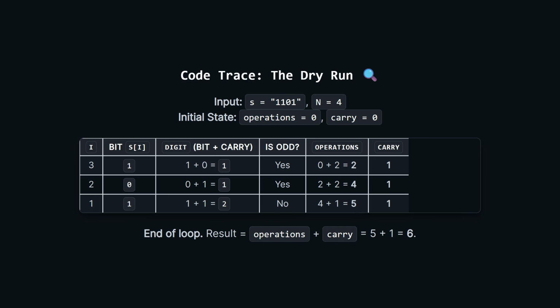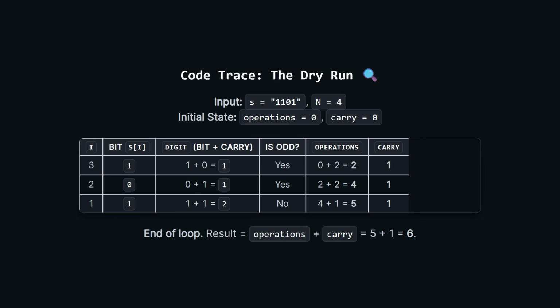Code can be hard to visualize just by looking at it, so let's run our first example through it step by step. Our string has 4 characters. We start at the very end, index 3, where the bit is a 1. Our carry is 0, so our total digit is 1. That is odd, so we add 2 to our operations, and our carry becomes 1. Moving left to index 2, the bit is 0, but our carry is 1. So 0 plus 1 is 1. Odd again, we add 2 more operations, bringing the total to 4, and the carry stays at 1.